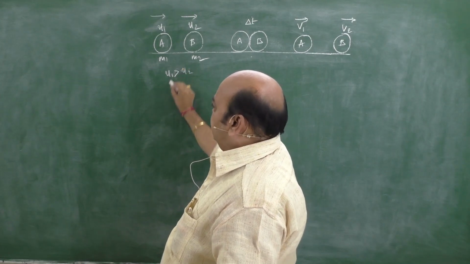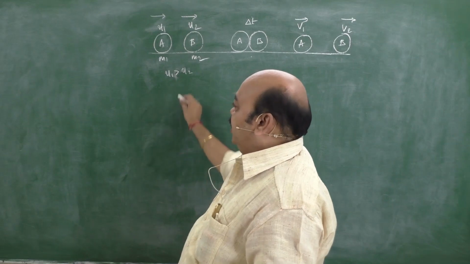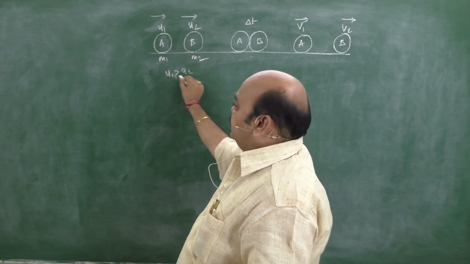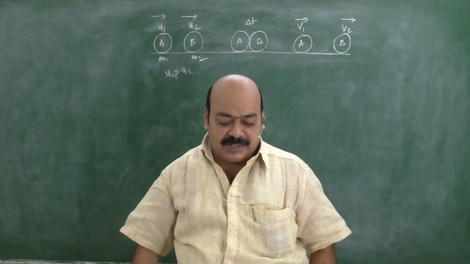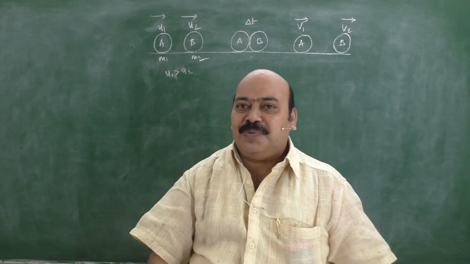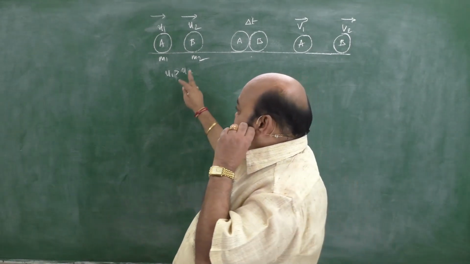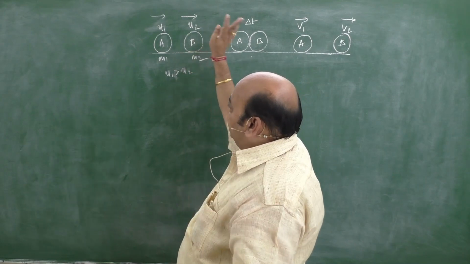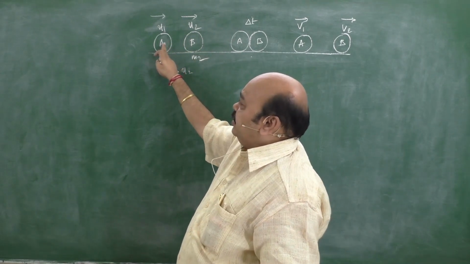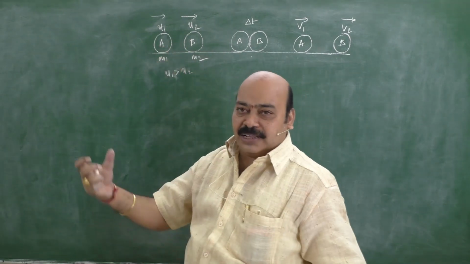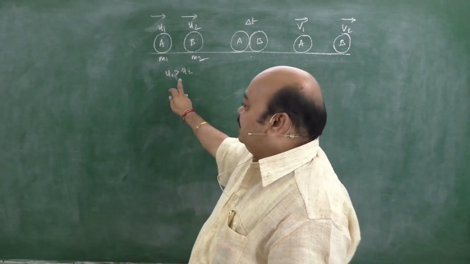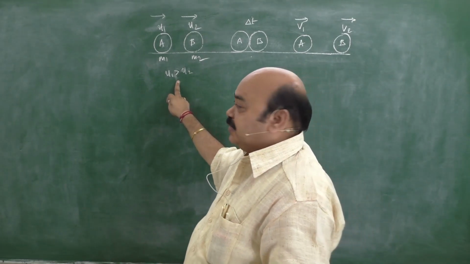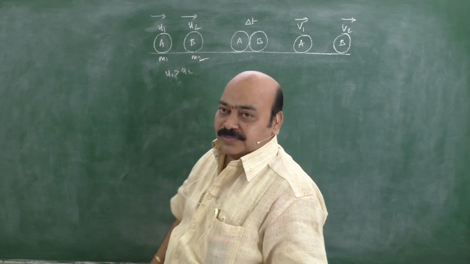u1 is greater than u2. Very interesting thing: if we didn't mention this condition, u1 is greater than u2, collision is not possible forever. For example, if this body is moving with greater velocity, then it cannot chase and come into contact. So this condition is a must: u1 is greater than u2.